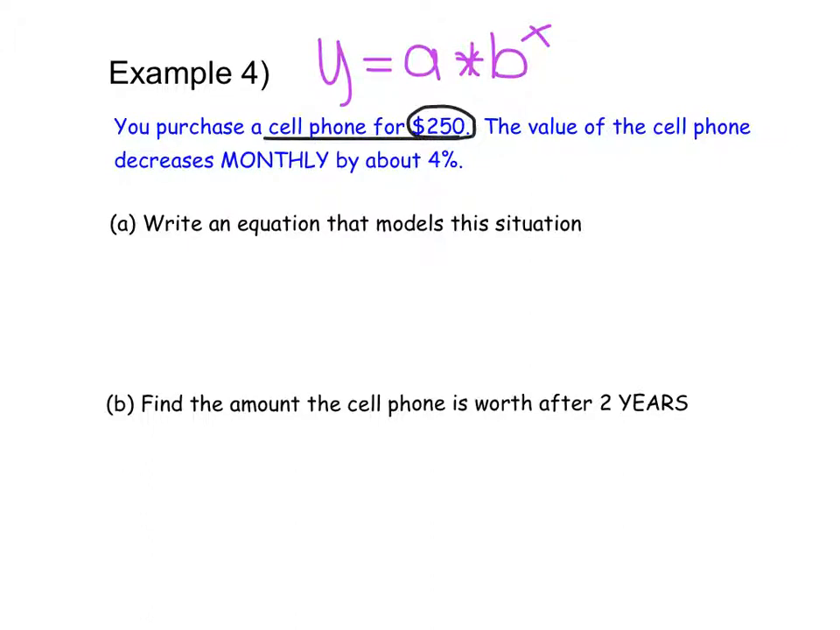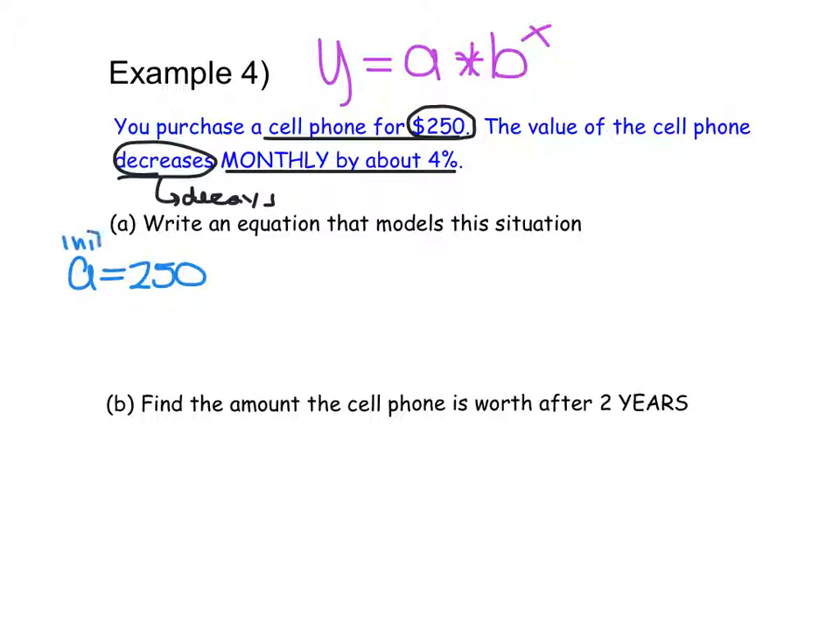$250. The value of that cell phone decreases, so this is telling us it decays over time. It decreases monthly by 4%. Write an equation that models the situation. So I can already see right off the bat that my initial value is 250. That's how much it was worth to start. So that's going to be my A value in this problem.